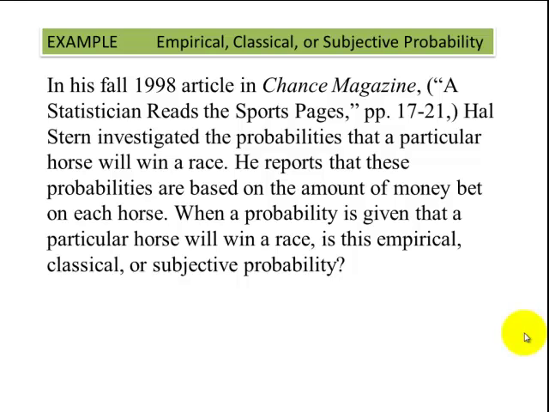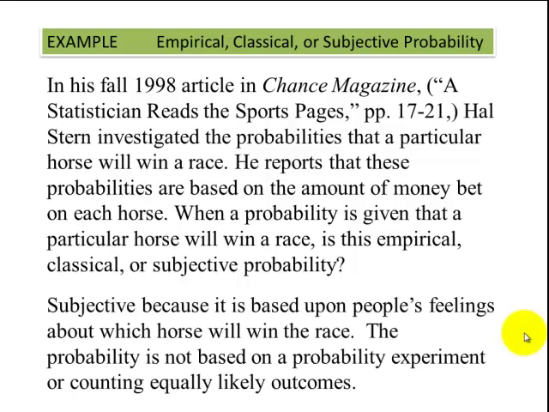When a probability is given that a particular horse will win the race, is this empirical, classical, or subjective? Clearly this is subjective because it is based upon these people's feelings about which horse will win the race. The probability is not based upon an experiment or counting equally likely outcomes.